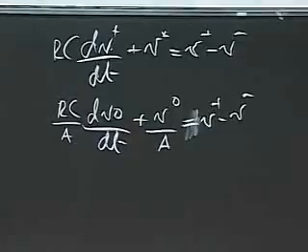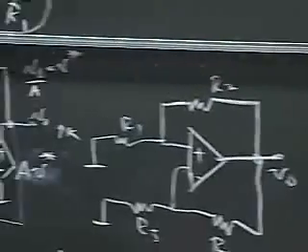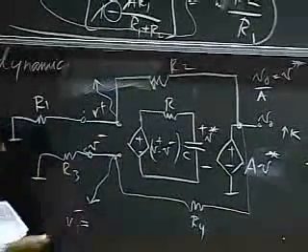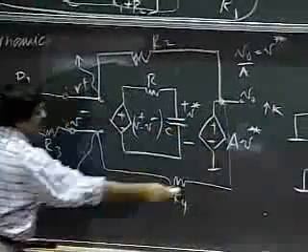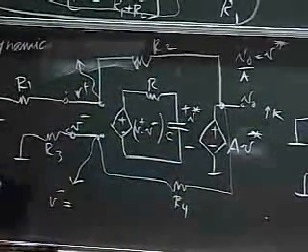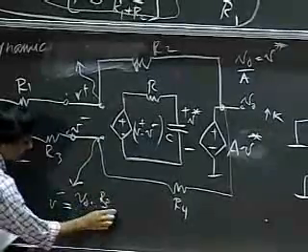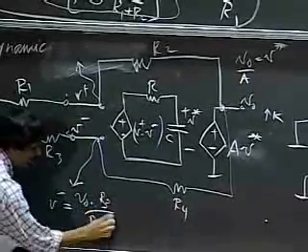Now, what is the equation in V naught? I need to express V plus and V minus in terms of V naught. The expression for V minus, from this voltage divider, is V naught times R3 divided by R3 plus R4.